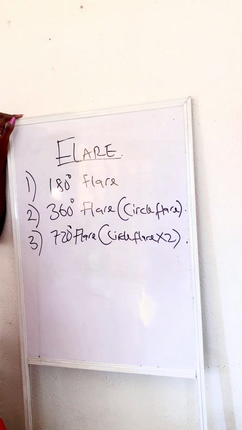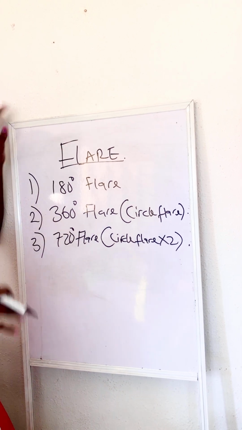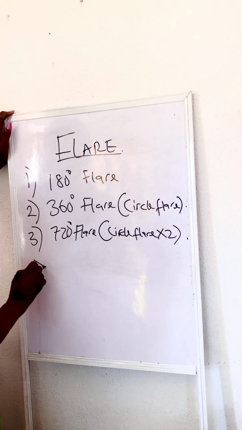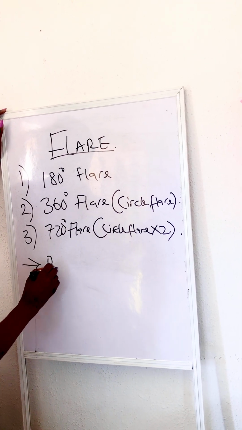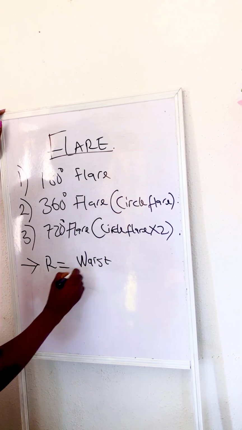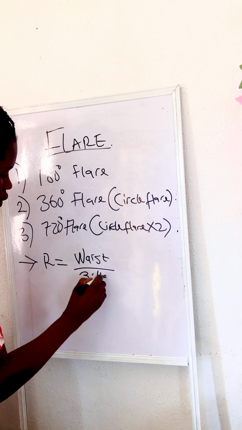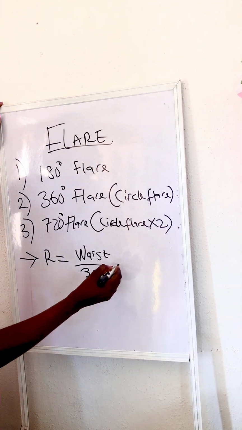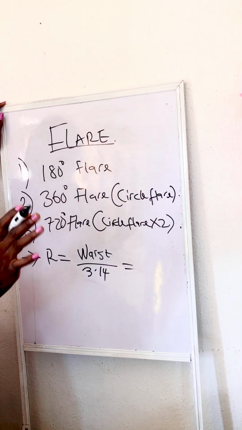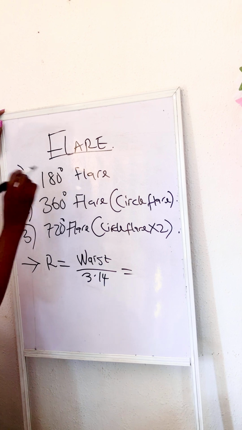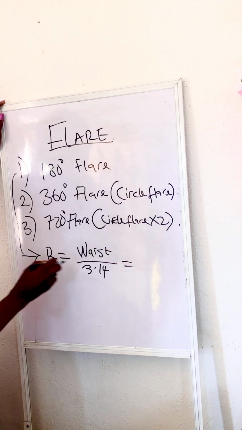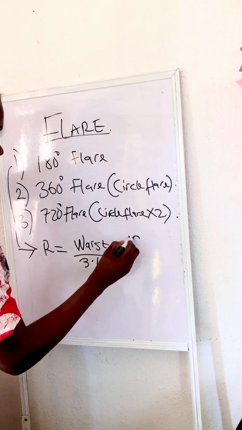Now I'm going to give you the formula. There's a basic formula that you can make use of to get your perfect radius when you want to cut out your flare. Now this is the formula. To get the radius, you divide your waist measurement by 3.14. Whatever answer it gives you is what you are going to use as the radius when cutting out your flare. Do you get? That is for the 180-degree flare. This formula goes for the 180-degree flare.